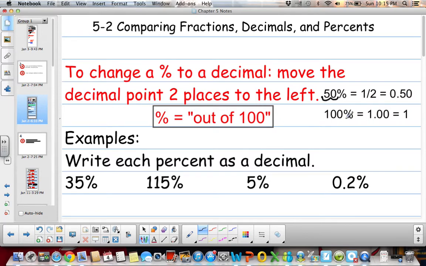So 100%, since everything is out of 100, if we take our decimal and we move it over 2, then 100% is the same as 1.00 or just 1. So 100% is one whole. So everything under 100%, when we change it to a decimal, should be less than 1.